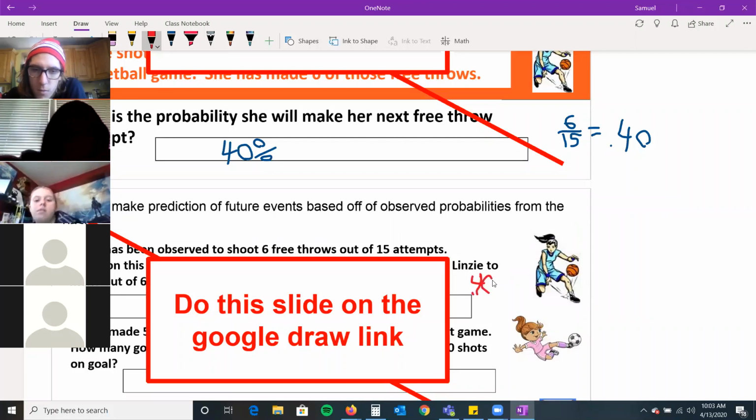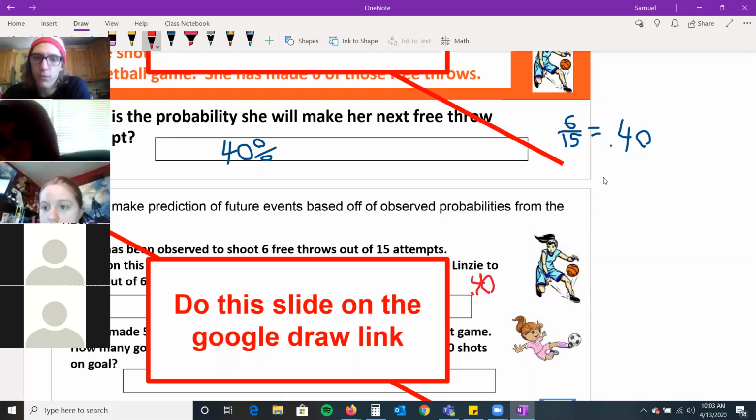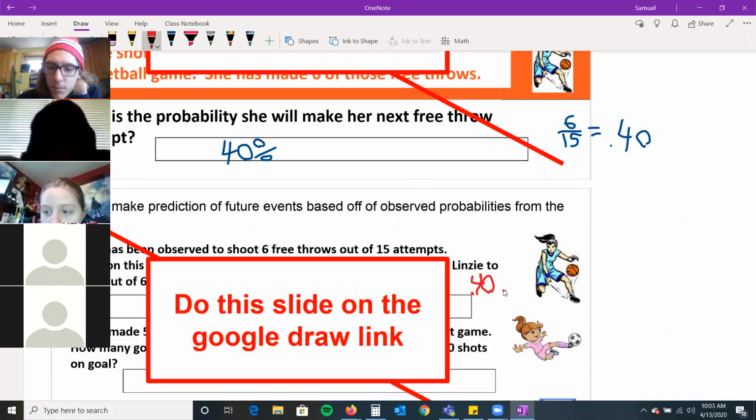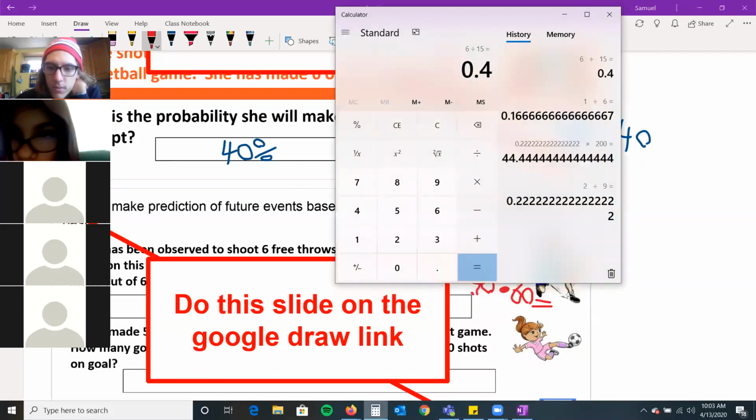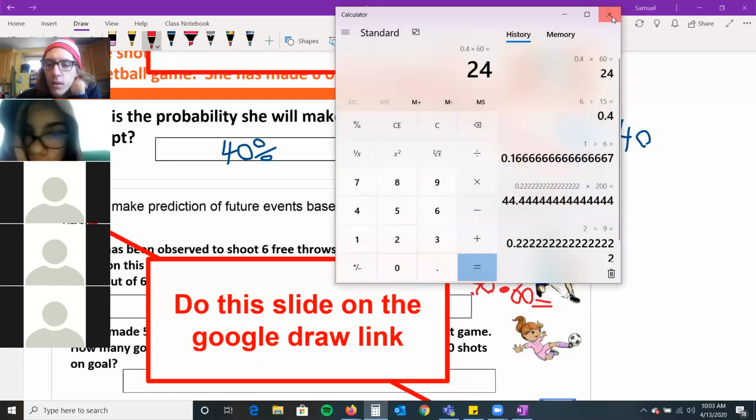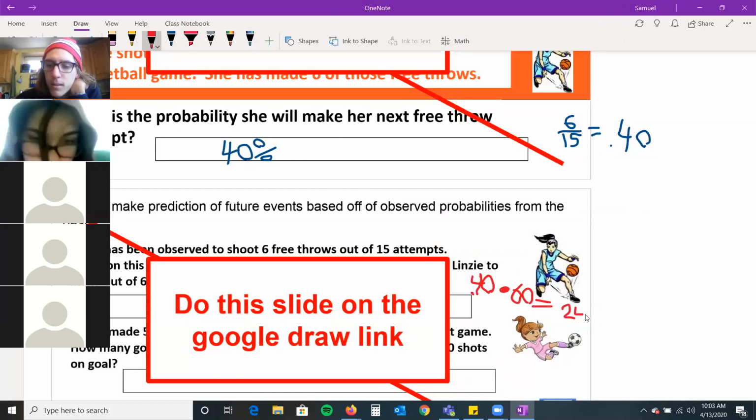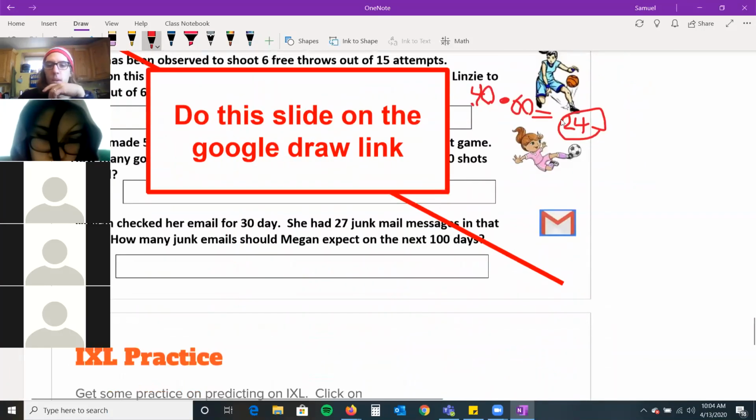So I'll help you guys on this one as you're working through these. If we've got a 40% chance that she's going to make these free throws, and she takes 60 throws, then we're going to say the probability, 0.40, times the number of throws, 60 throws, and that'll give us the approximate amount of times that she'll get it in, right? So we'd say 0.40 times 60 is equal to 24 times. So we can expect about 24 baskets if she's doing that many free throws. That would be your answer to that one.